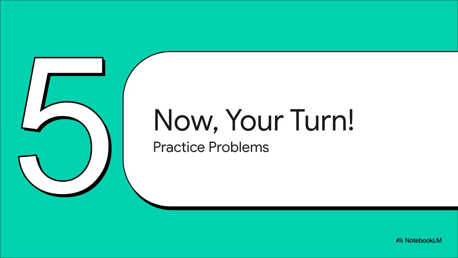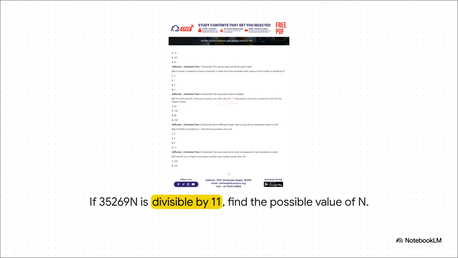You've seen the concepts in action. Now, the best way to make these skills stick is to actually use them. So, let's put your new knowledge to the test with a couple of quick practice problems. Here's your first challenge. It's another one of these missing digit puzzles. The number 35269n is divisible by 11. So, what is the value of n? Go ahead, apply that odd-even difference rule we just learned.